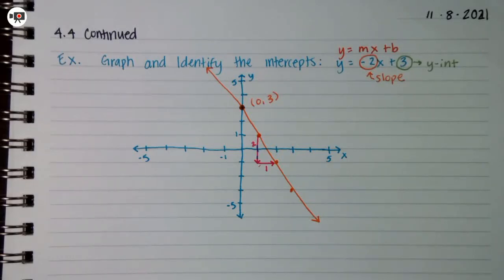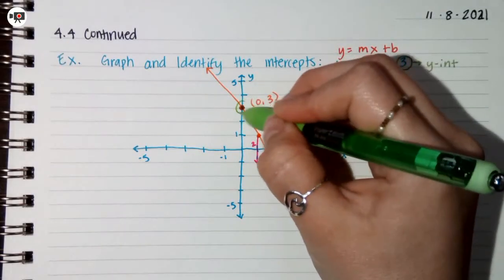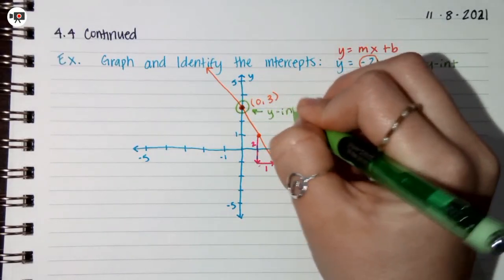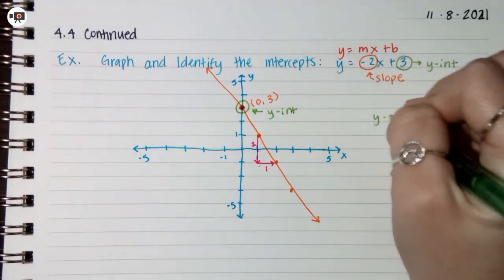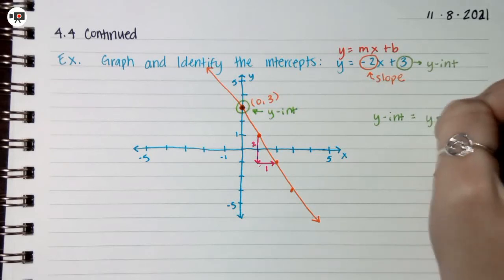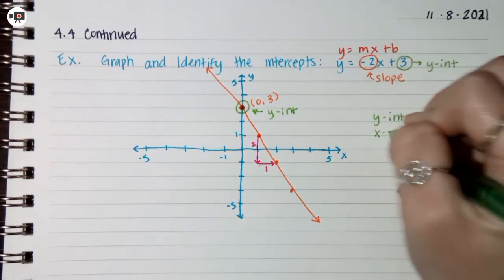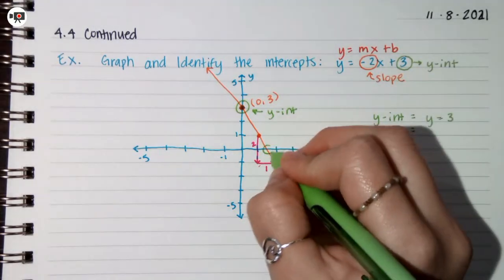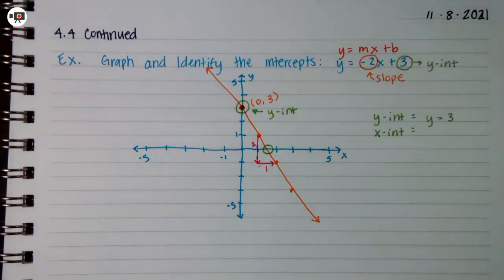So if I am going to identify the intercepts, the y-intercept is where it crosses the y-axis. So over here I'm going to say y-intercept is at y equals 3. And the x-intercept is where it crosses the x-axis. That's between a couple of numbers. So I don't exactly know what that is right now. But I'm going to put it into my equation to see.